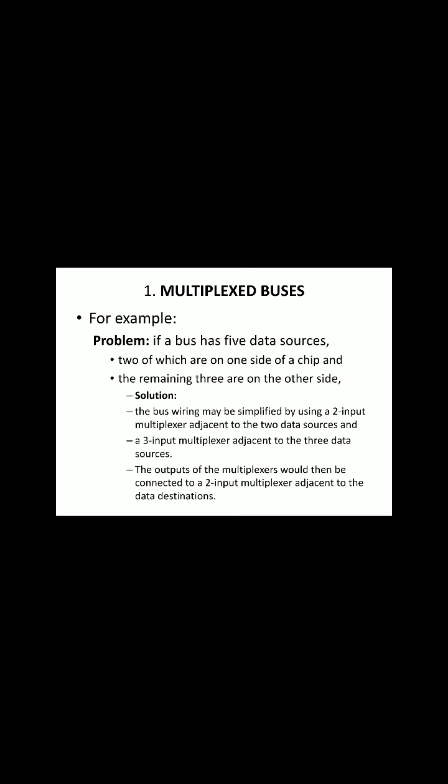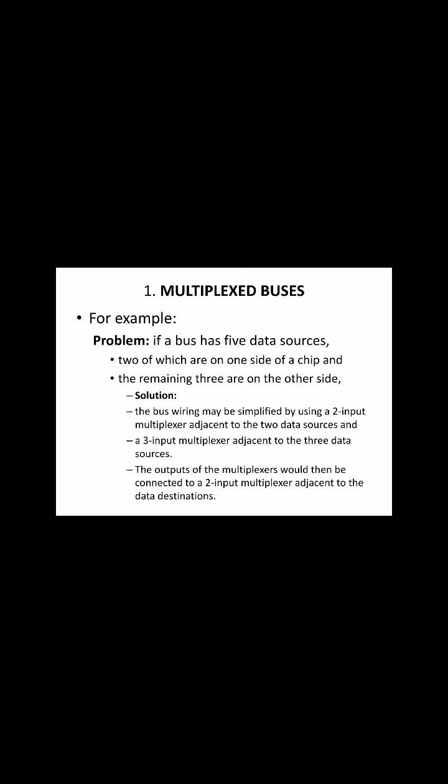In that rectangular area, 2 data sources 1 and 2 are placed on one side, and on the opposite side the remaining 3 data sources are placed. Okay, the solution is the bus wiring may be simplified using a 2 input multiplexer adjacent to the data sources, and a 3 input multiplexer for the other side 3 data sources. Since there are 2 data sources on one side, we can use a 2 input multiplexer. On the other side we have 3 data sources, so we can use a 3 input multiplexer. Okay, this conveys the last point.